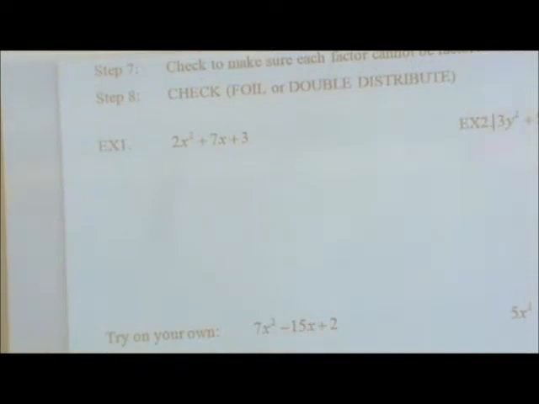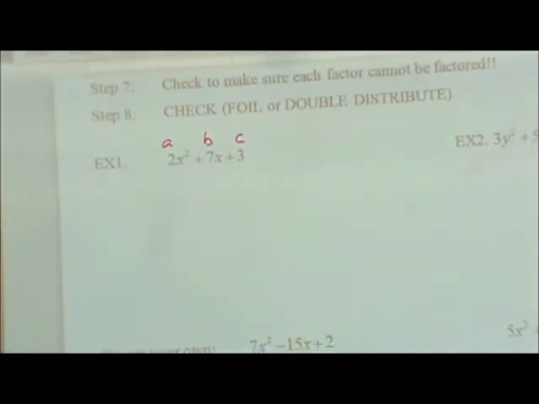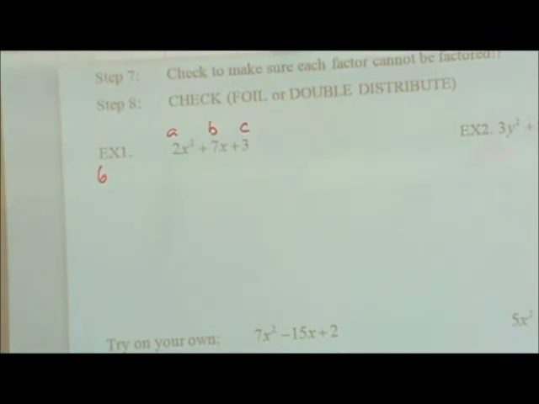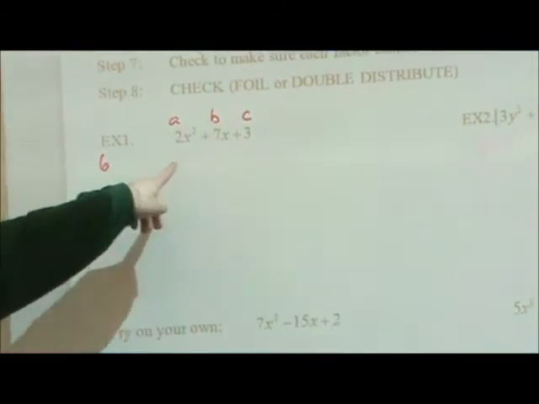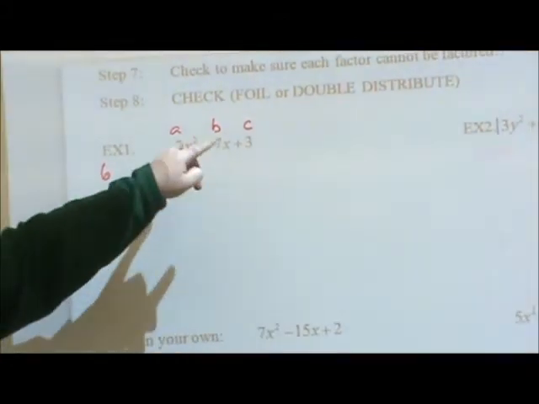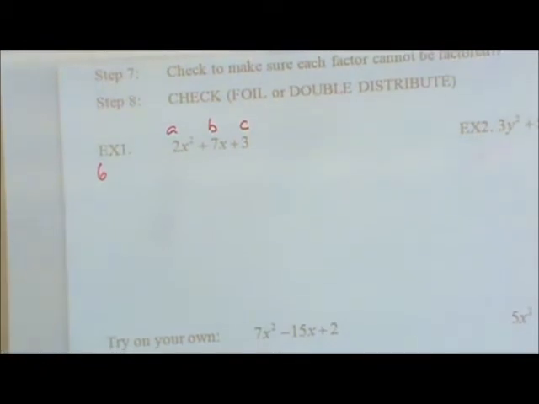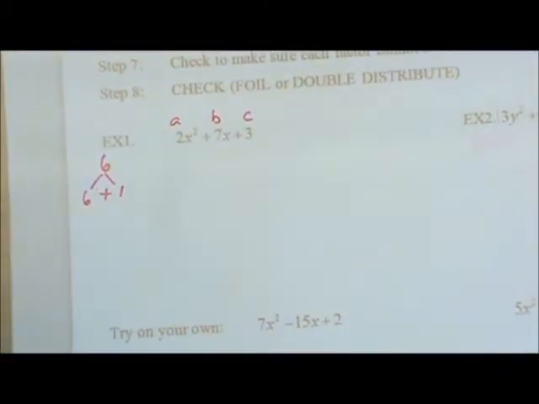We start this one off, our A, our B, our C. So we got A is 2, B is 7, C is 3. First step, multiply the A times the C, we get 6. We want to find two numbers that multiply to 6, but add to 7. Well, 3 and 2, those multiply to 6, but they add to 5. So it's got to be a different factor. So we got 6 and 1 as our two factors.